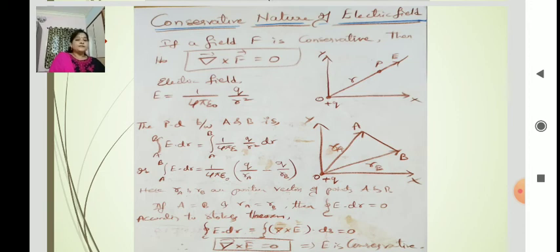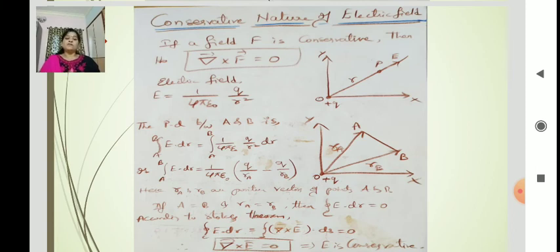So E is conservative in the sense that there is no change in the electric field. So the field is said to be conserved. For example, what is the meaning of curl? Curl means rotation. If the curl of an electric field is equal to 0, then there is no rotation. So we can say that the electrostatic field is an irrotational field.